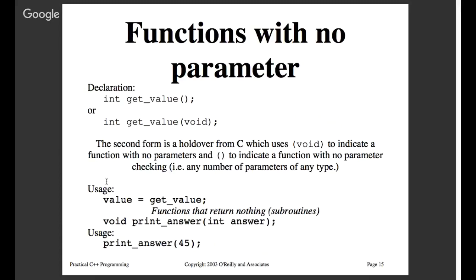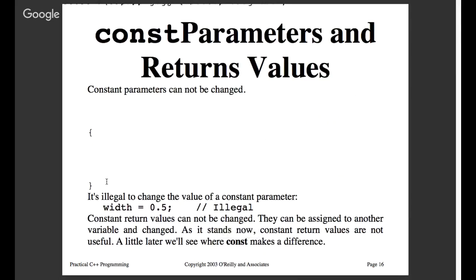Functions that return nothing. Next will be a print answer. Usage: print answer 45. And we'll end on constant parameters cannot be changed. So for instance, it's illegal to change the value of a constant parameter with equals 0.5 if it was made constant in initialization.